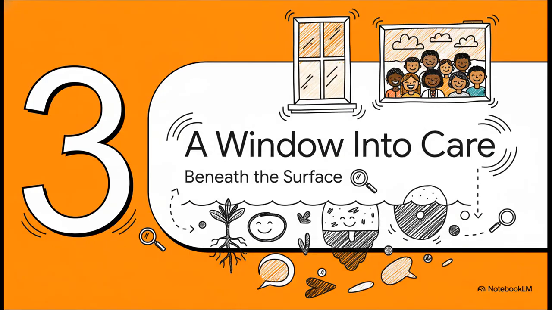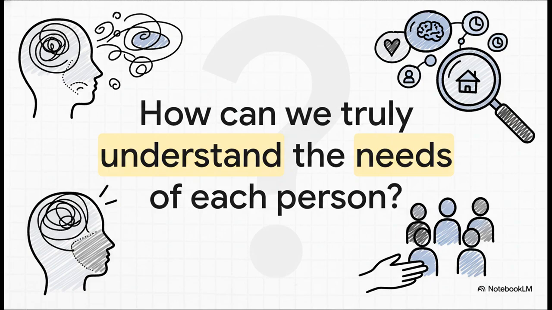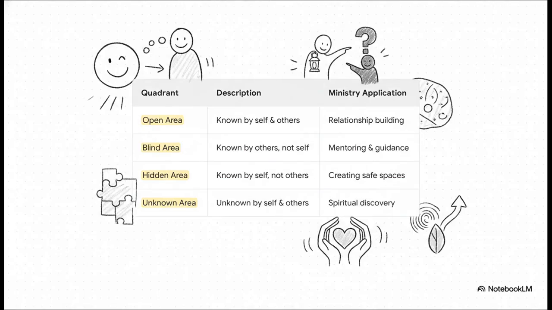All right, with that framework in our back pocket, we can go even deeper. Let's look at a tool that helps us see what's going on beneath the surface to really understand the unique needs of every single person we're trying to care for. Because this is a big question, isn't it? People are complicated. We can't just assume we know what they're going through. We need a way to see not just what's obvious on the outside, but what might be hidden on the inside. And this is where something called the Johari window is so helpful.